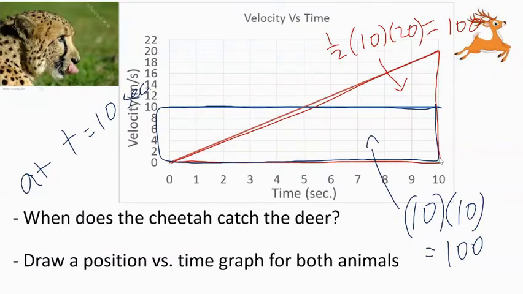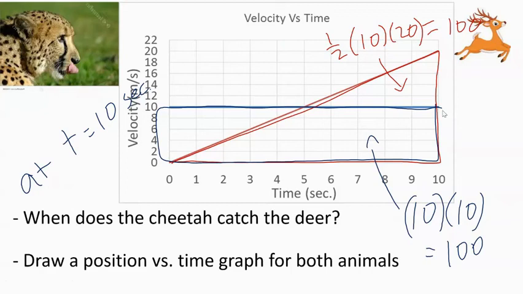There is a trick to this. Okay, notice that the time where the cheetah caught the deer is exactly twice the time where they were going the same speed. Okay, so the deer started out going faster. 5 seconds later, the cheetah was now going the same speed. Right, 5 seconds after that, the cheetah and the deer are in the same location. All right, so if you know the time where they're going the same speed, you just double that time. That tells you when they're at the same location.